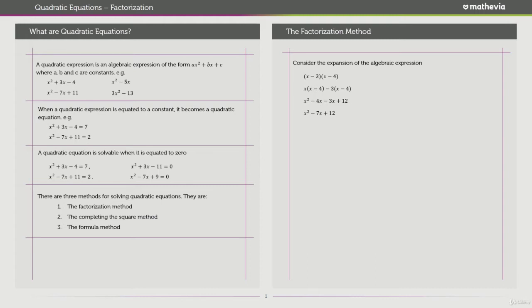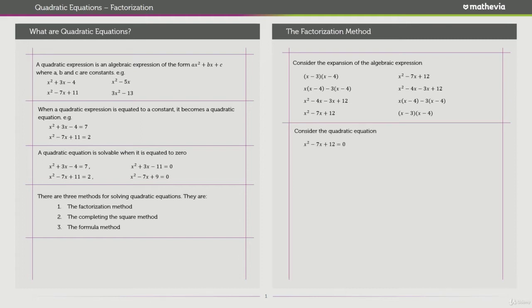Basically this is expansion, and the reverse process is factorization. I'm just going to write this exactly backwards. So we have factorizing this expression, x squared minus 7x plus 12. We go one step back and we have x squared minus 4x minus 3x plus 12, then x times x minus 4 minus 3 times x minus 4, and we end up back with x minus 3 multiplying x minus 4. Now this is the basis of solving quadratic equations using the factorization method.